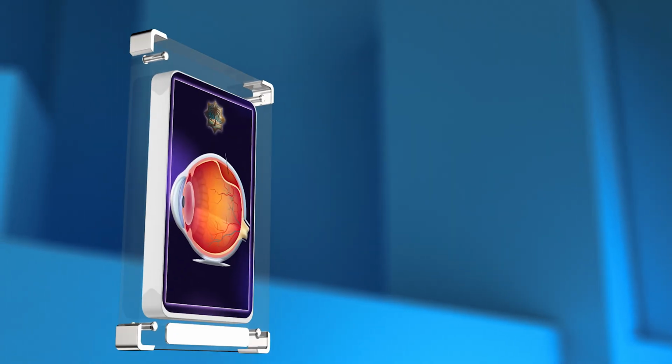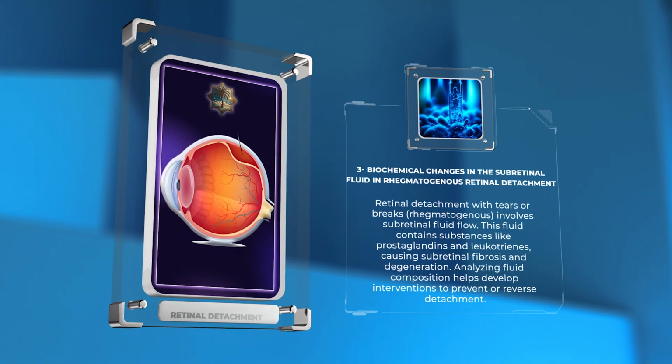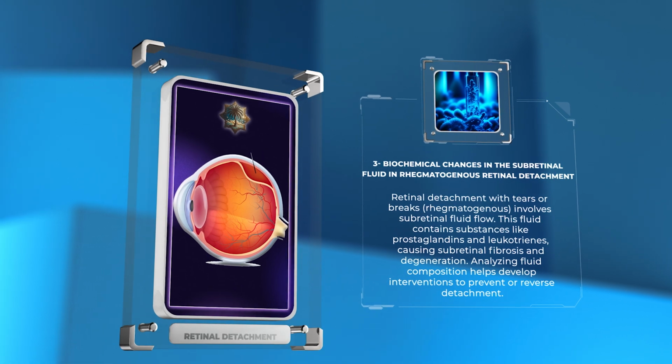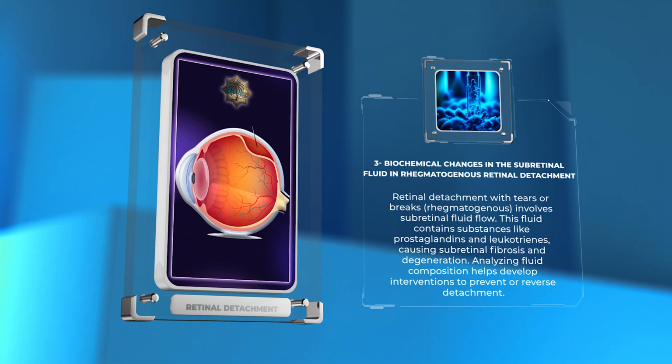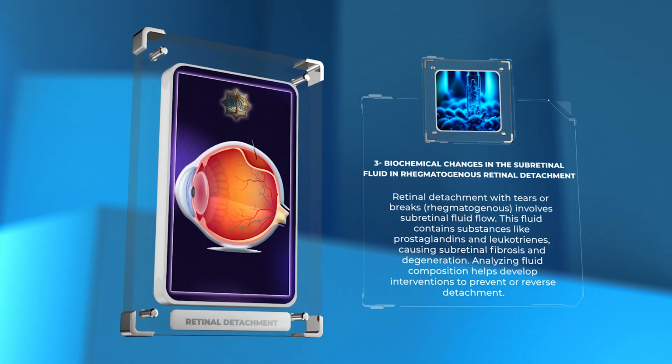Retinal detachment with tears or breaks, rhegmatogenous, involves subretinal fluid flow. This fluid contains substances like prostaglandins and leukotrienes, causing subretinal fibrosis and degeneration. Analyzing fluid composition helps develop interventions to prevent or reverse detachment.